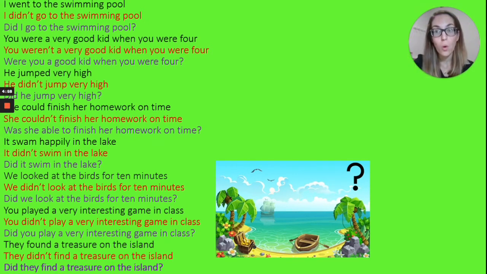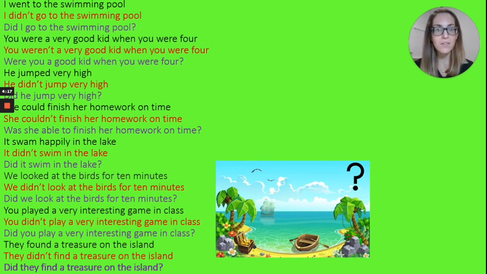Okay, so now all of these verbs that we've just seen on this list of examples, we're going to divide them into regular verbs and irregular verbs. Why did I use these verbs? Why did I use go, to be, was, were, jump, finish, could, swim, look, play, and find? Because these are the verbs that our book, High Five, uses. So that's why I use these verbs. So when you go to the activity book, it's easier for you to understand the verbs.